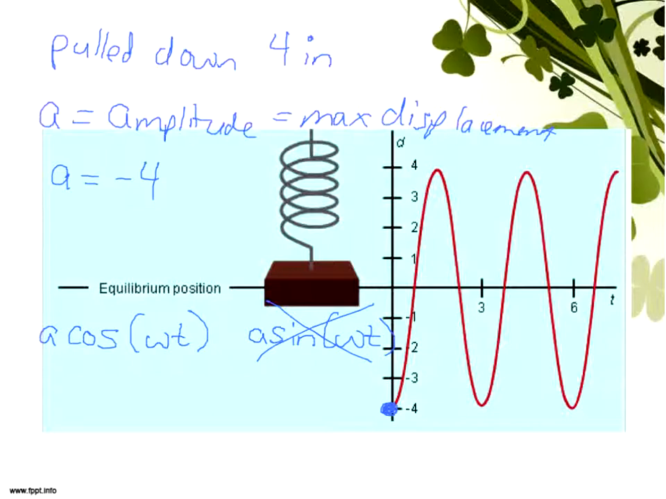So if I'm asking you to plug in your numbers here, we just said that it's going to follow this pattern, this function over here, and we just said that our A was -4. So the only thing I have left to find is omega. So let's do that on our next slide here.